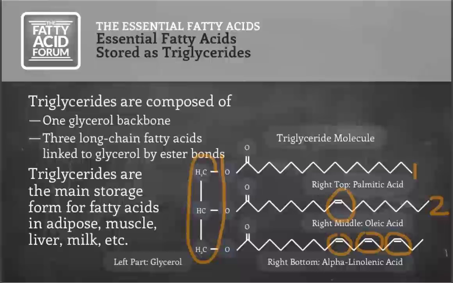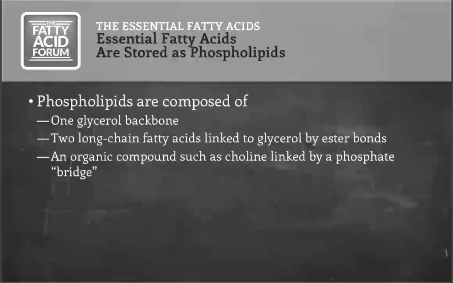And triglycerides are the main storage form for many fatty acids in adipose, muscle, liver, milk, etc. And the body can mobilize these essential fatty acids in storage as they're needed. The second way that fatty acids are stored is in phospholipids.